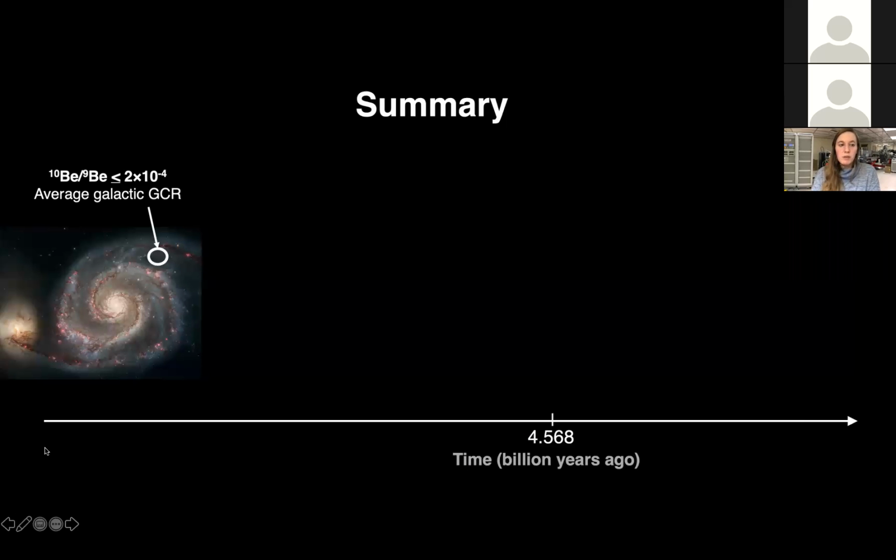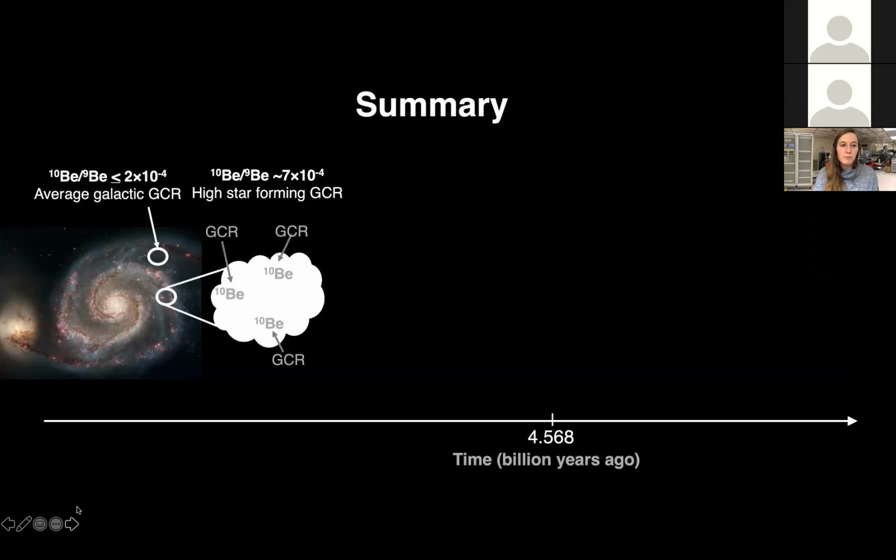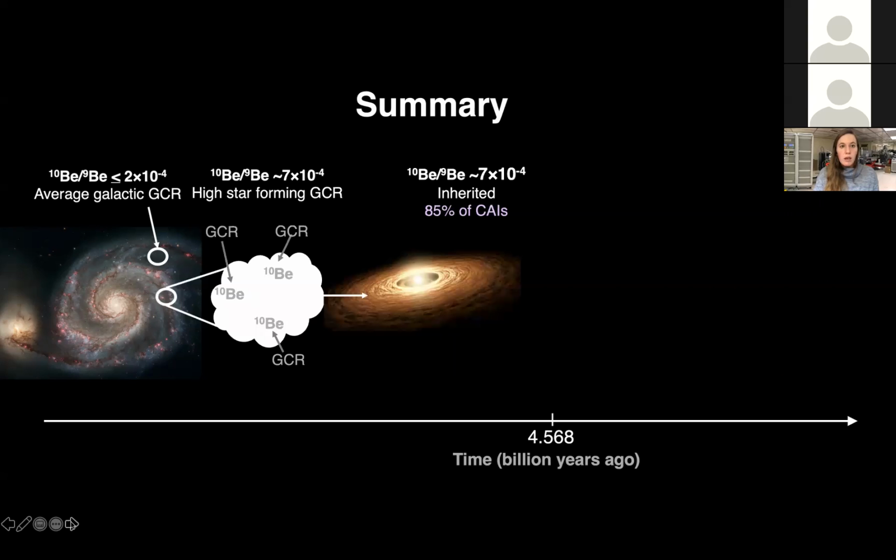So to put this in pictographic form, we start with our spiral galaxy with a 10-9 beryllium ratio less than 2 times 10 to the minus 4 in the spatially averaged galaxy from galactic cosmic rays. Then the pocket of the molecular cloud collapses in a high star formation region that has 10-9 beryllium of 7 times 10 to the minus 4 because of how the galactic cosmic rays interact in the cloud. And then all of this is inherited into the forming solar system.